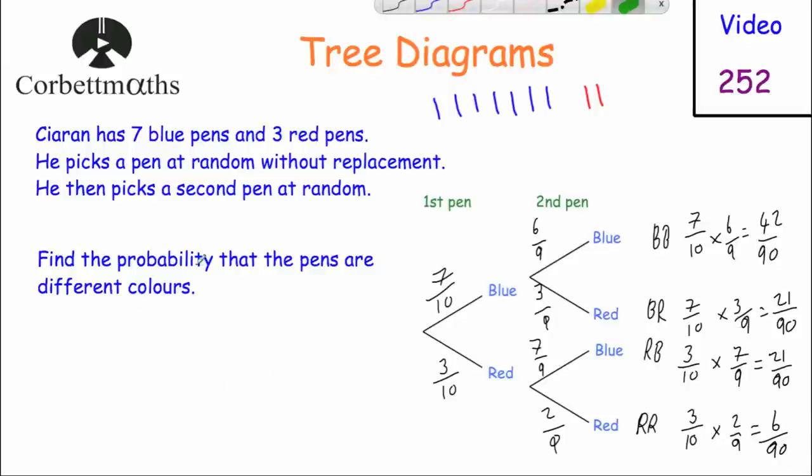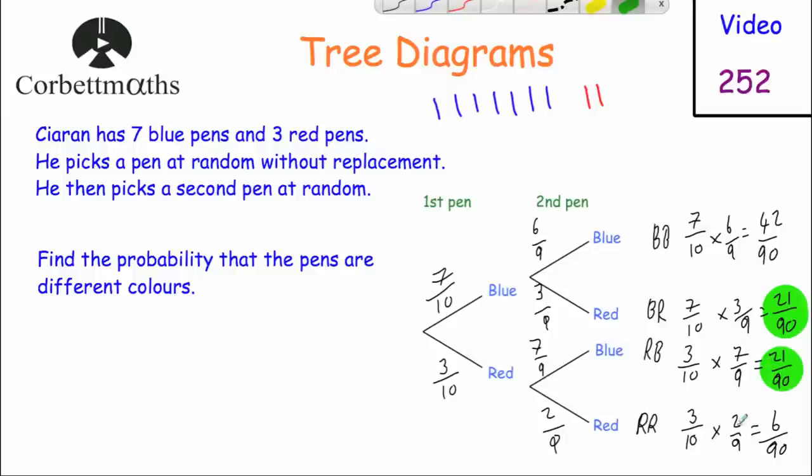Now the question says, find the probability that the pens are different colours. So if we have blue and blue, that wouldn't work, they're both the same colours. If we had a blue and a red, that would work, so that probability is a good probability. A red and a blue, well, they're different colours as well, so that's another probability that we want to look at.